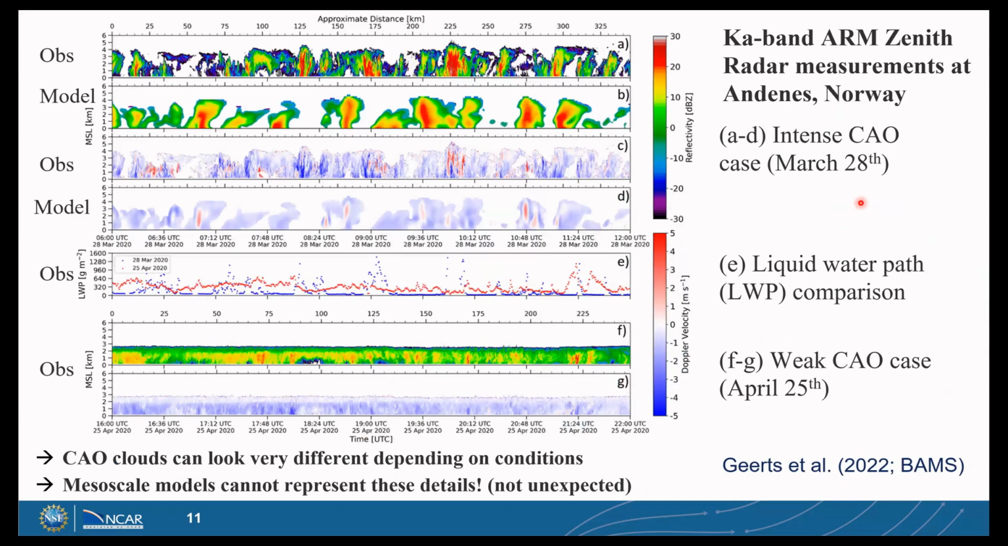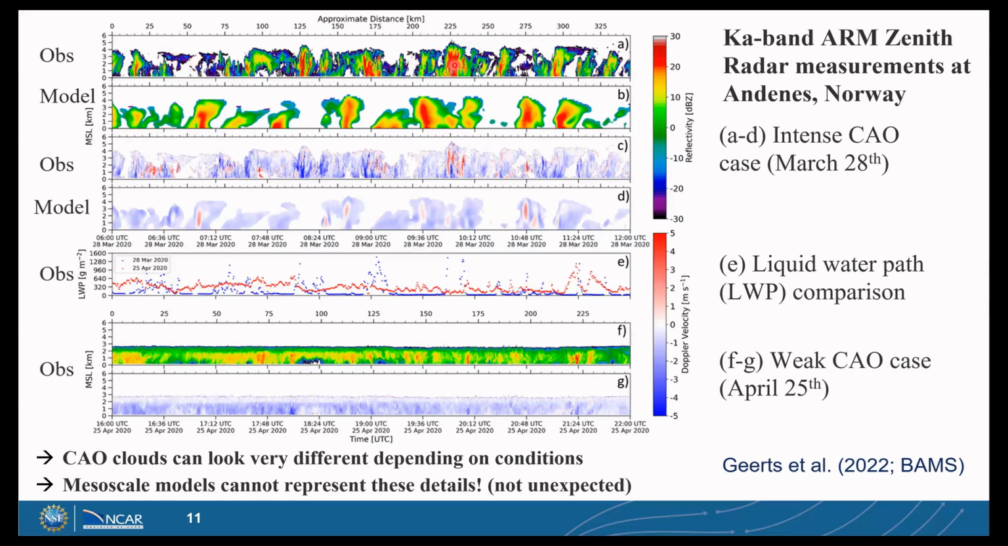And then I wanted to show examples of open cells during strong cases, and more closed cells during weaker cases. So this is vertically pointing radar results. In this very top panel, it's reflectivity. The next panel is the modeled reflectivity. The next one down is the observed Doppler velocity, so this is vertically pointing. And then the modeled Doppler velocity, and this is run through a forward simulator.